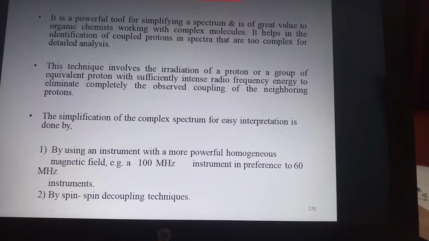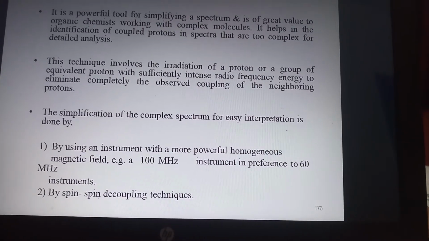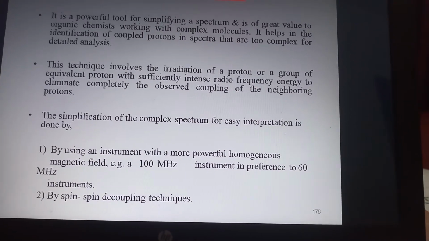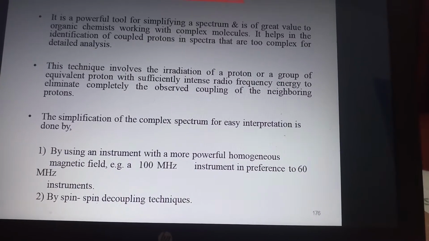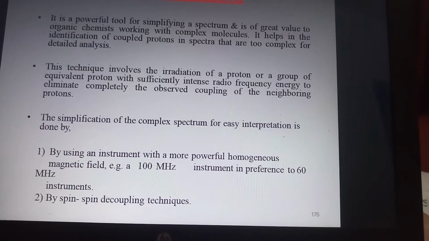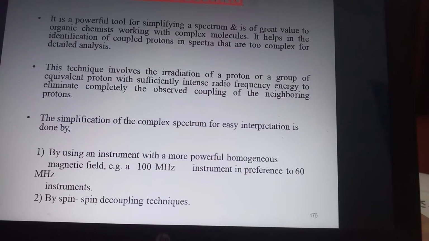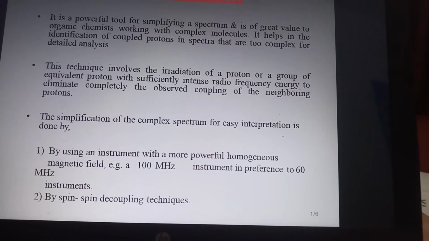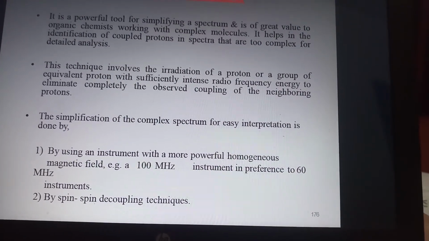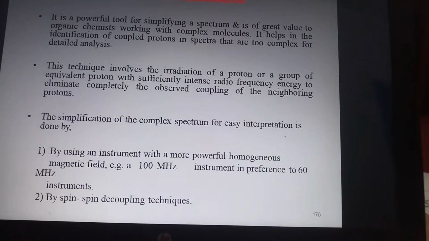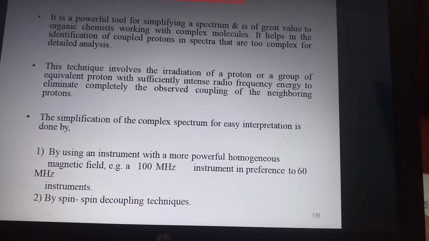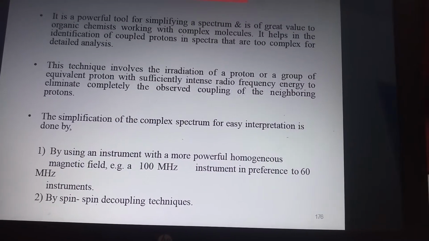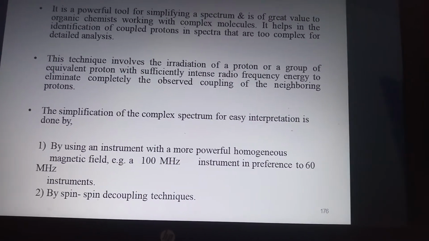The simplification of the complex spectrum for easy interpretation is done by using an instrument with a more powerful homogeneous magnetic field. For example, a 100 megahertz instrument in preference to a 60 megahertz instrument, or by some spin decoupling techniques.